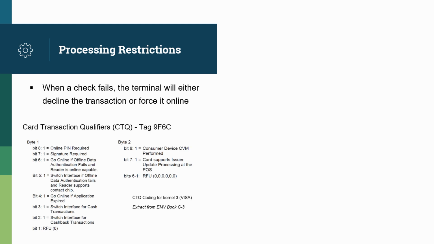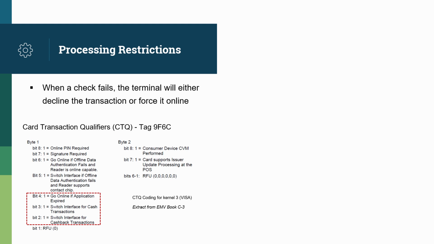In order to do that, with kernels 3 and 7, the terminal would receive the card transaction qualifiers from the card, tag 9F6C. We saw that this is a bitmap, which, among other things, contains a list of actions and conditions. You can think of those as instructions left by the card issuer on the card. With those two kernels, the issuer may instruct any terminal to force the transaction that would otherwise be approved offline to go online for authorization if the card application is expired.